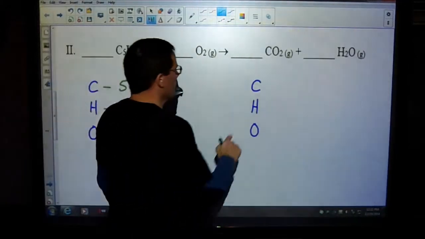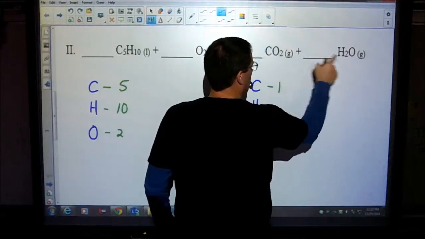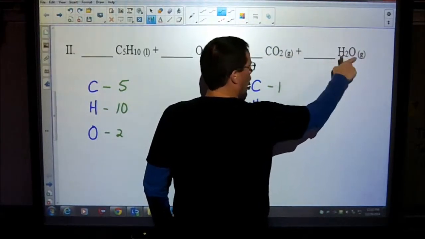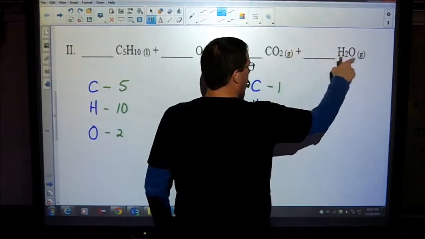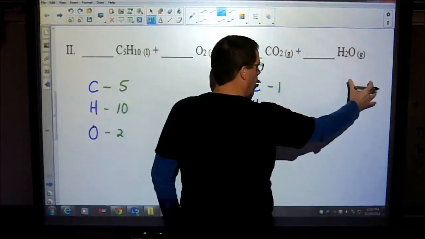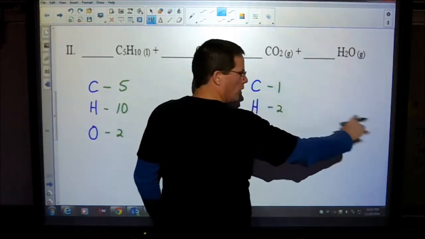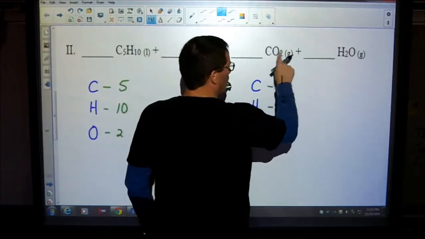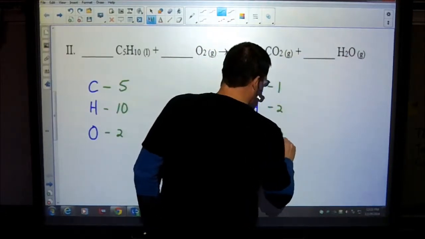That'll change. Over here we have 1 carbon, 2 hydrogen, and now notice that we have oxygen in both of these, so you have to keep track of all of the oxygen atoms, or all of the carbon atoms, or all of the hydrogen atoms on the same side. So in this case we have 2 plus 1, which is 3.